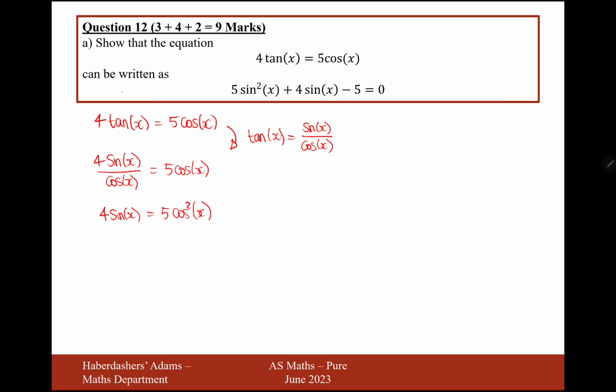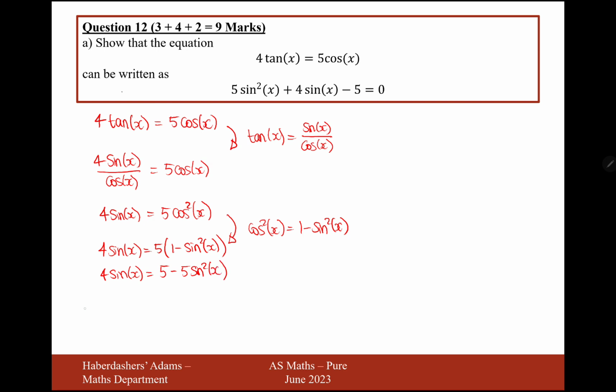Okay, in the next line, from this line to this line, we're now going to remind ourselves that cos squared can be rewritten as 1 minus sine squared, and that comes from the sine squared plus cos squared equals 1 identity. So we're going to get 4 sine x equals 5 brackets 1 minus sine squared, and then we're going to expand the brackets. Make sure you put brackets around that, because it's going to become 5 minus 5 sine squared. I bet a good number of people have missed out the 5 on the sine squared at that point.